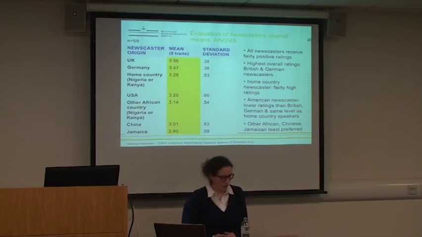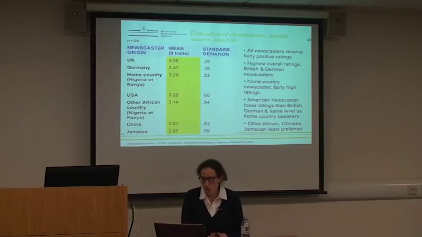And I conducted an ANOVA for the evaluation of the newscasters, and I would now like to show you the descriptive statistics with the overall means that each newscaster received for the 9 core traits that I illustrated earlier. So the newscaster sounded professional, friendly, and so on, on a scale from 1 disagree to 4 agree. So 4 is good, 1 is not.